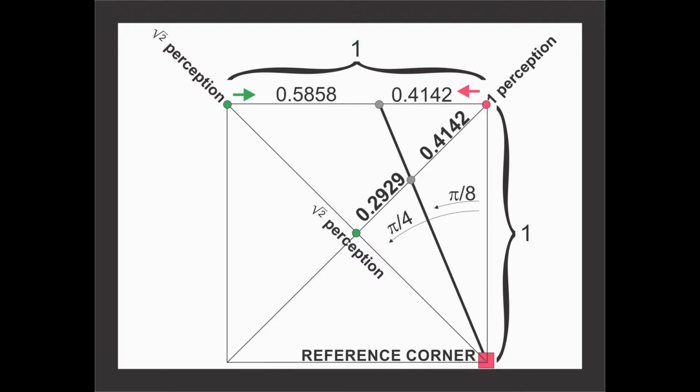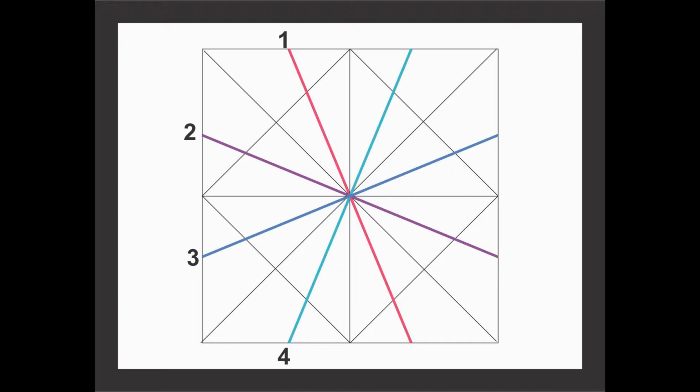The diagonal line is similarly divided, with the perception from the vertical corner being 0.4142 and the perception from the diagonal center being 0.2929, where the ratio of 0.4142 divided by 0.2929 equals the square root of 2. Given that each quadrant will be similarly divided, there will exist 4 new boundary lines dividing spacetime. Each new boundary line represents a pair of perspectives that must be equalized.